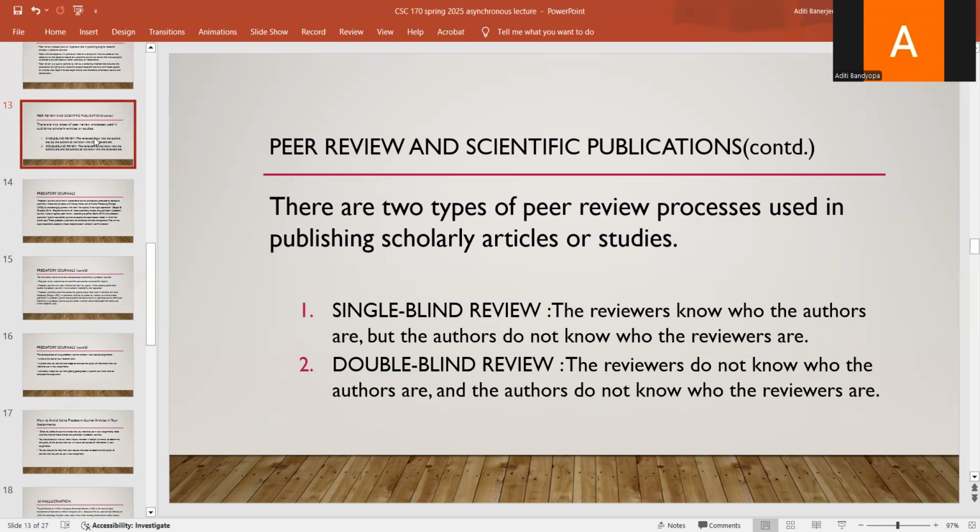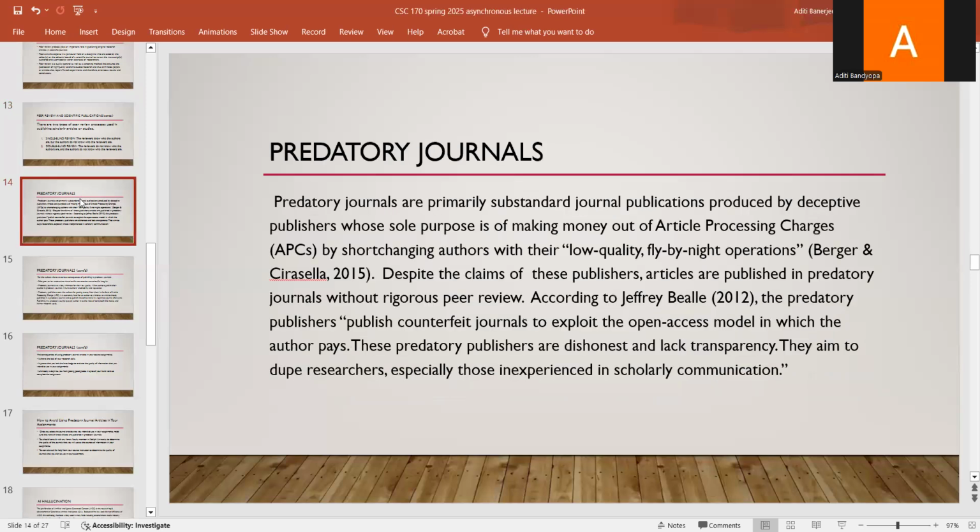Now, you may ask me the question, are there any science and technology journals that lack peer review? The answer is yes. Predatory journals are the examples that lack rigorous peer review. What are the predatory journals?